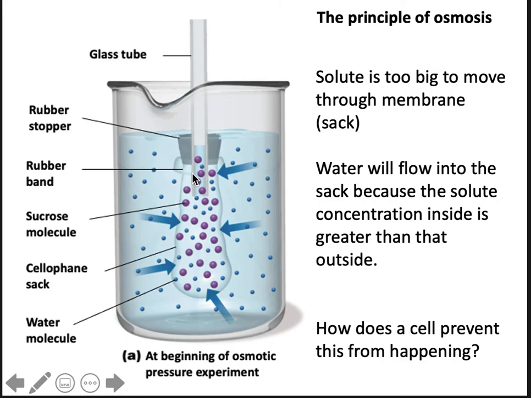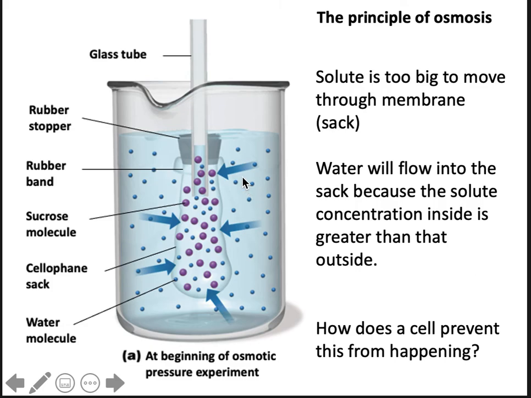Okay. You can have a fancy stopper with a glass tube that goes through it, or what we tend to do in labs, simpler. We just tie a knot, close it off, and we weigh it before and after we put it in the beaker. And what you'll notice is that inside of the tubing or the cellophane, you have a bunch of sugar shown in purple. And then you're just immersing this bag in a glass of water.